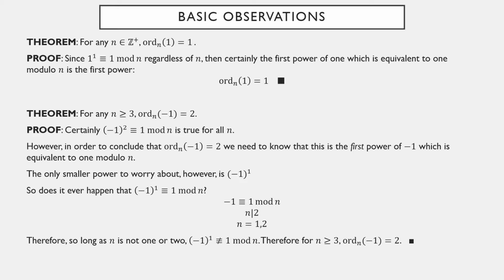Therefore, once n is 3 or larger, since negative 1 to the first is not equivalent to 1, but negative 1 squared is, the first power of negative 1 equivalent to 1 modulo n would be the second power. So as long as n is bigger than or equal to 3, the order modulo n of negative 1 is 2. Observe we have seen that modulo 2, the order of negative 1 is 1.